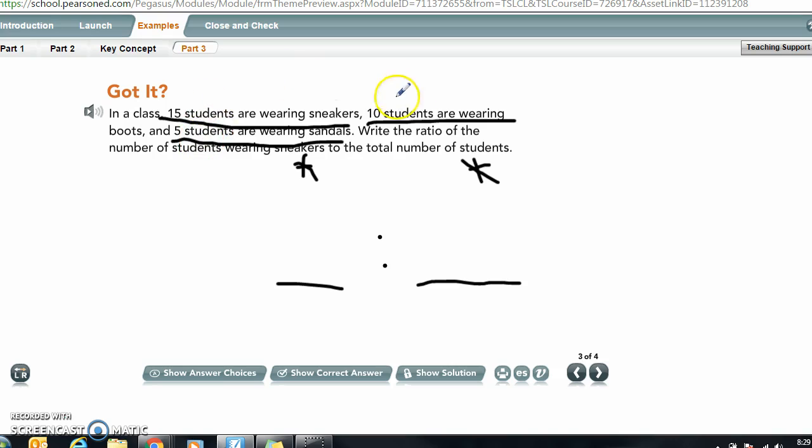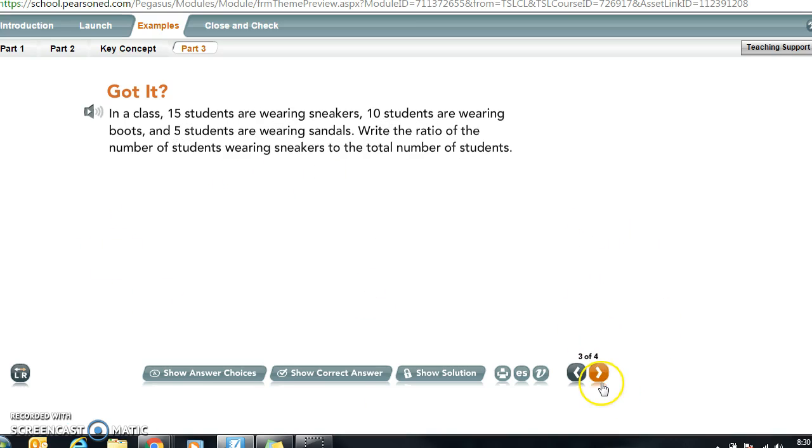So I've underlined 3 different things for you. 15 were wearing sneakers, 10 were wearing boots, and 5 were wearing sandals. So after you have this first number, you need to decide how to figure out how many total students there were. Go ahead and pause this. I'm going to move on to the next one, and I need to see this in your notes.